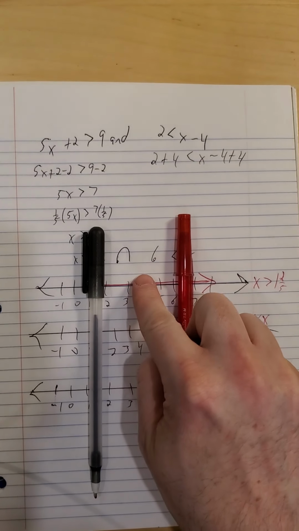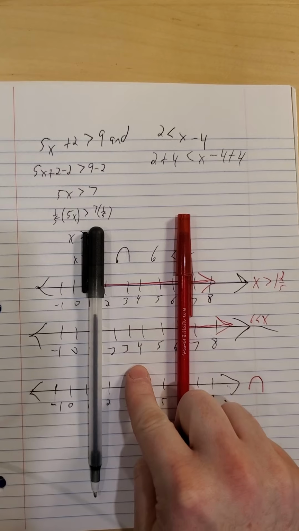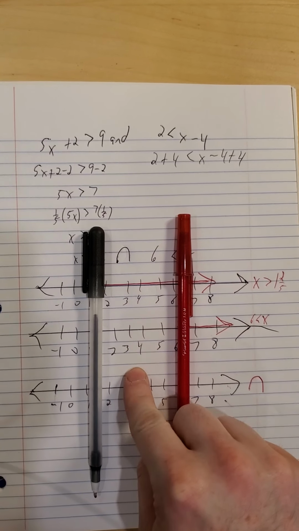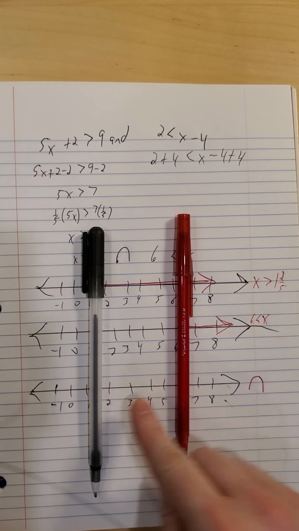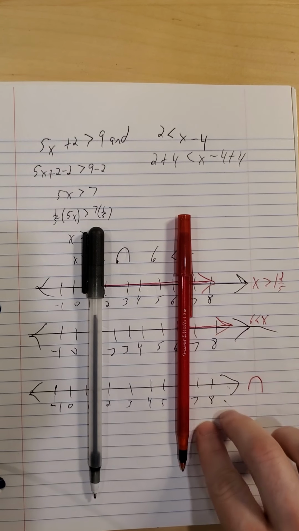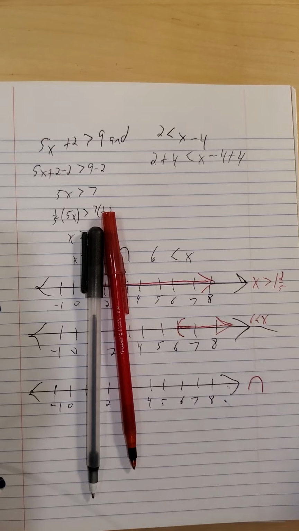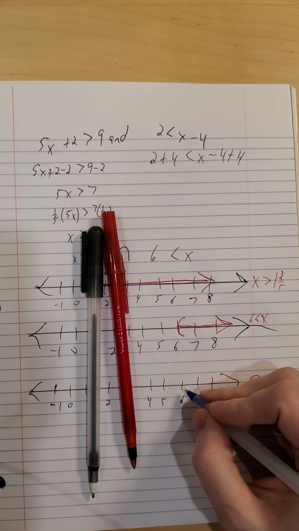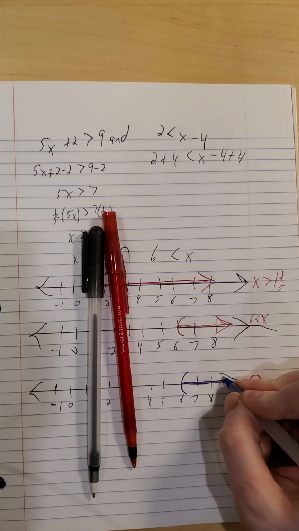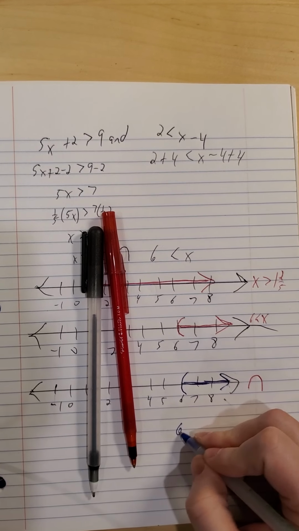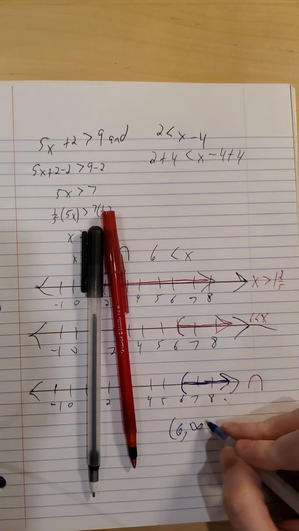In the middle here, it works for one but not the other. That would be fine if this were an or problem, but it's an and problem, so I don't get to keep this on my final answer. It's only the things over here that worked for both. So that's what I'll keep in my final answer. So the 6 and everything to the right. So 6 approaching infinity.